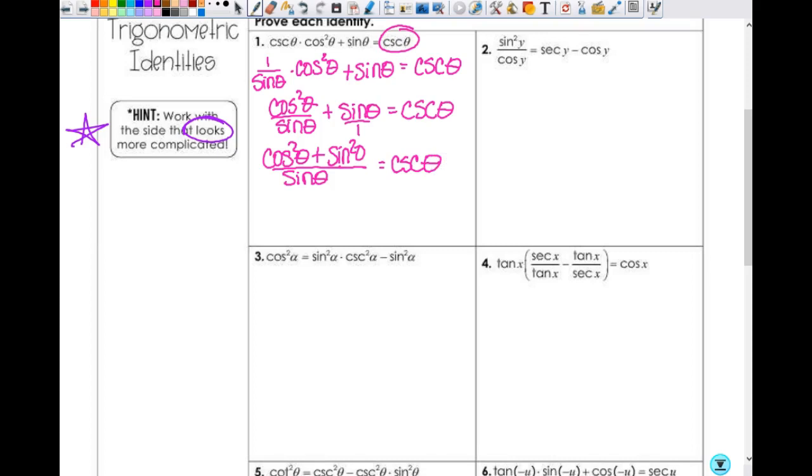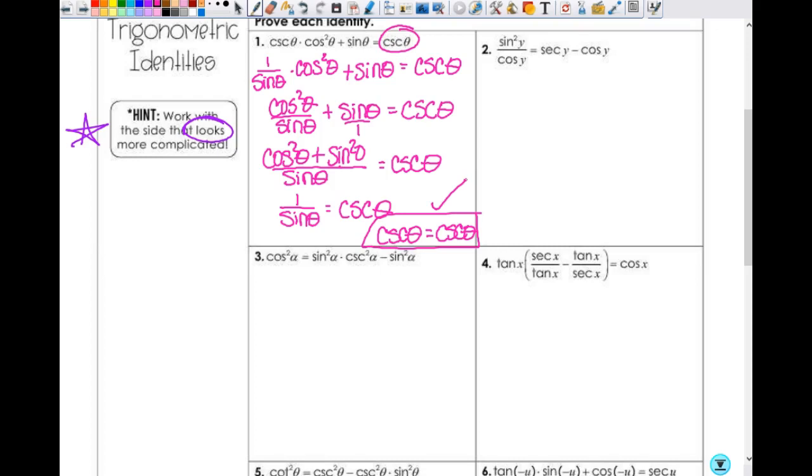Everybody with me so far? Stop me if I lose you somewhere. All right, so now this cosine squared plus sine squared, does that look familiar? It equals 1, right? So I get 1 over sine theta equals cosecant theta. And what's 1 over sine theta? Cosecant theta. So cosecant theta equals cosecant theta, and you are done. It's a proof or a verifying, so that's what you should get. Like, you already know what it's supposed to look like. Okay. Everybody good so far? Any questions?